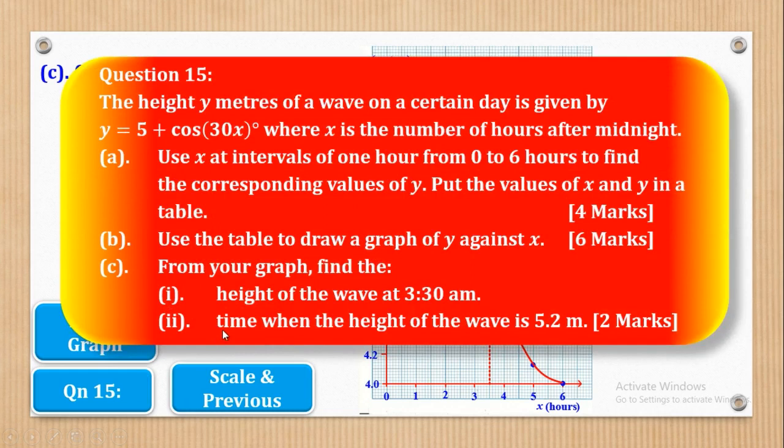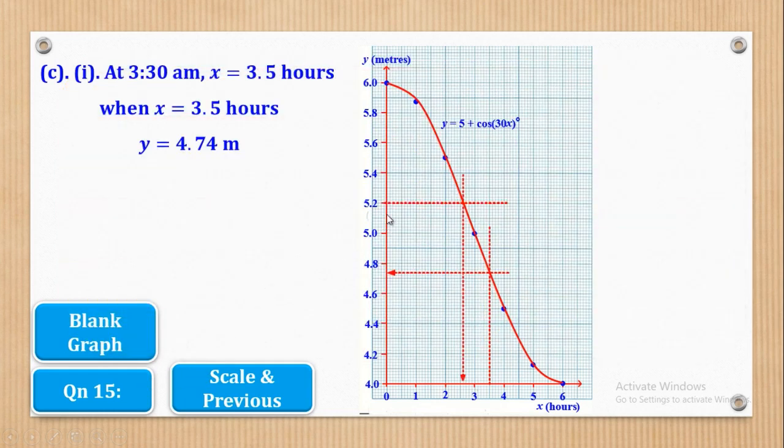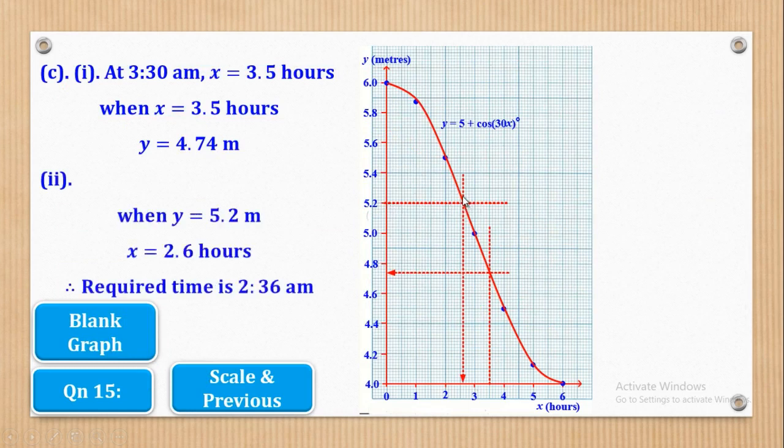Now Roman 2 says, find the time when the height of the wave is 5.2 meters. So we shall come here and say 5.2 is here, take a horizontal line to meet the curve, take a vertical line to meet the horizontal axis, and read off this point. Now that value will be 2.6. Now 2 hours are these ones. Now 0.6 hours, we convert them to minutes by saying 0.6 times 60 to come up with 36 minutes. Therefore, the required time is 2:36 a.m.